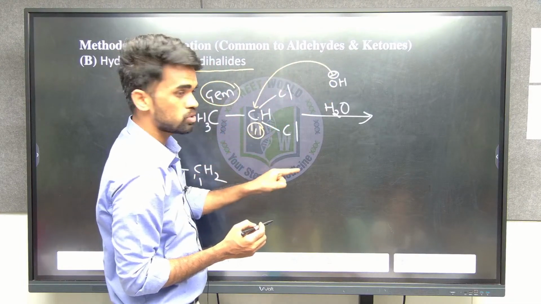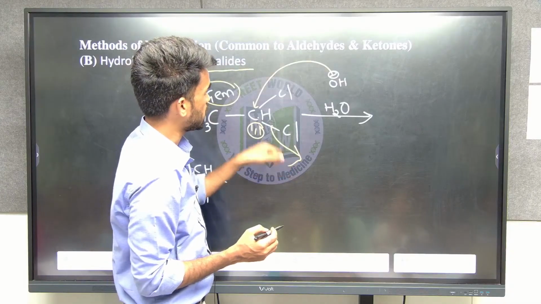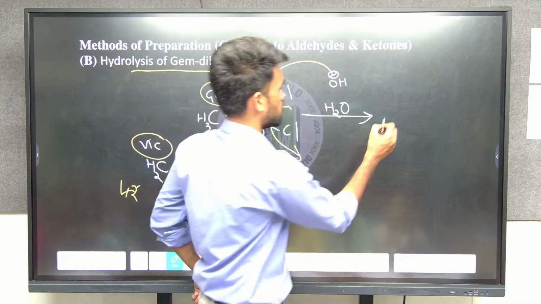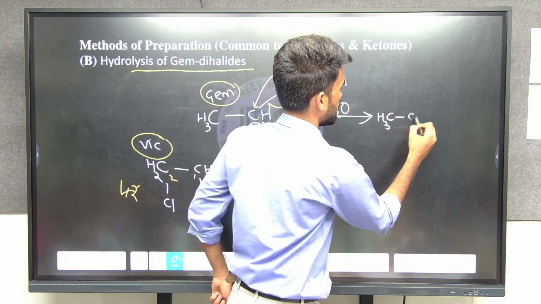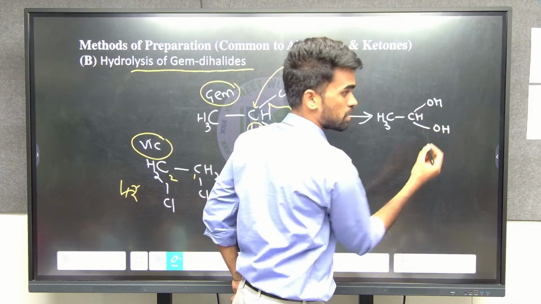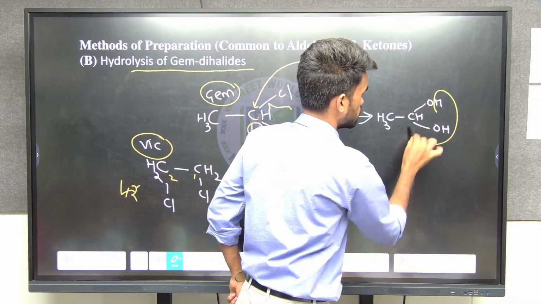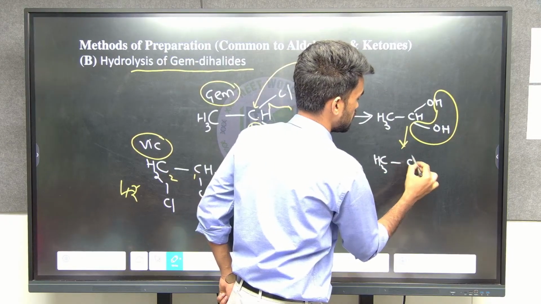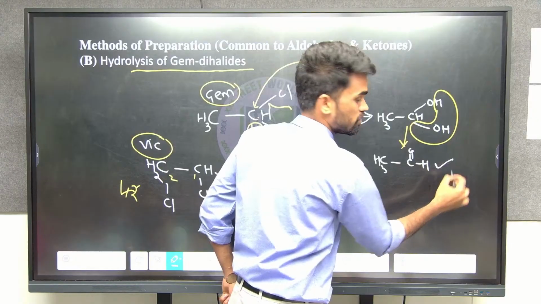Which groups come out? Chlorines. How many chlorines are there? Two. So two chlorines means two OH groups come in. So that gives CH3, CH, OH, OH. On the same carbon, if two OH groups are present, remove water. Removing the possible number of water, what is the final product? CH3COH. We got an aldehyde.